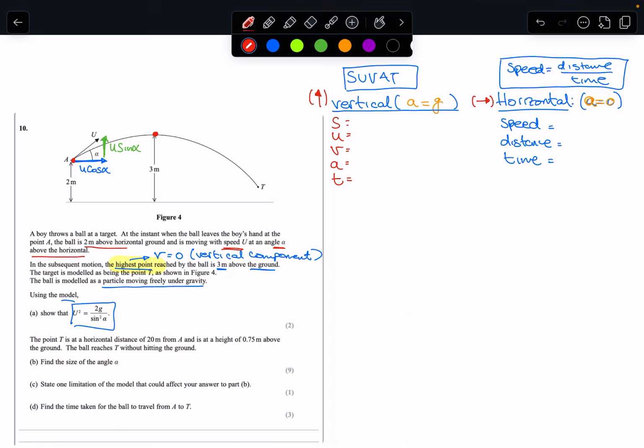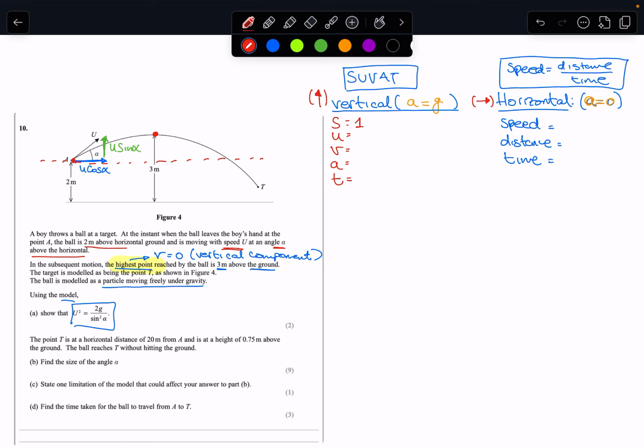The first question that we need to ask ourselves is, what is the distance traveled? From A to the highest point, we only traveled 1 meter. Displacement is the difference of how far you go from the starting point. So from the starting point to the highest point, our displacement would be 1.